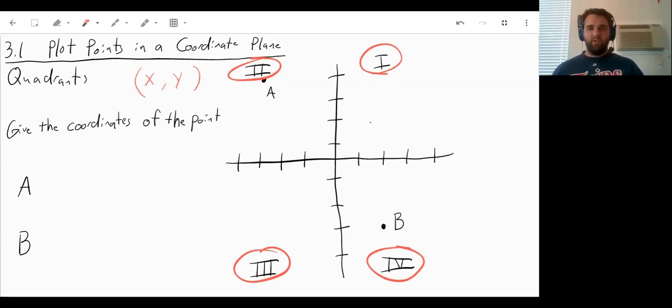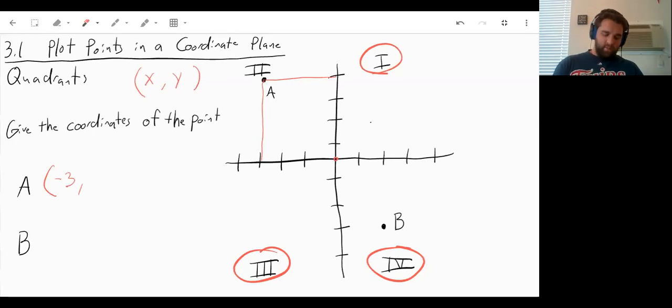Now, what you might be asked to do is, if there's already points that are plotted, in your homework, you might be asked to just name what the point is, or give the coordinates of the point. So like for point A, we first need our x coordinate. So going down to the x-axis would get us to a point at -3, because we're 3 to the left of our origin at 0, 0. For the y-coordinate, we can go over to the y-axis, and it's up 4. So it's then going to be a +4.